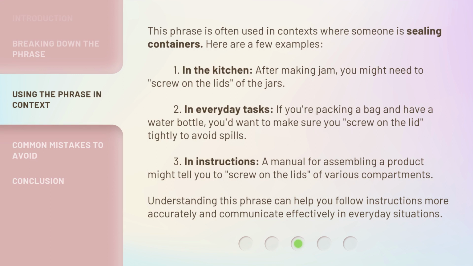1. In the kitchen. After making jam, you might need to screw on the lids of the jars. 2. In everyday tasks. If you're packing a bag and have a water bottle, you'd want to make sure you screw on the lid tightly to avoid spills. 3. In instructions. A manual for assembling a product might tell you to screw on the lids of various compartments. Understanding this phrase can help you follow instructions more accurately and communicate effectively in everyday situations.